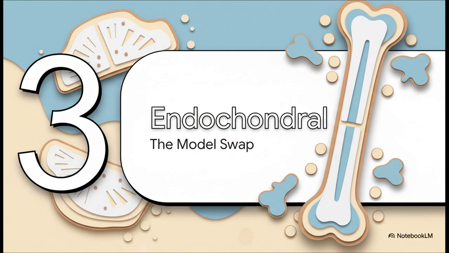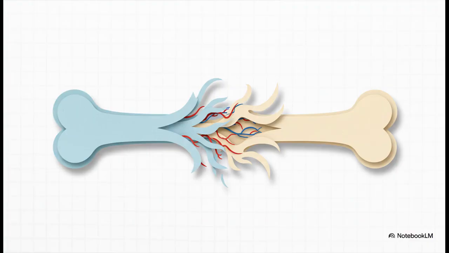This is endochondral ossification, and it is a true masterpiece of biological engineering. So the magic word here? Transformation. This whole process is all about replacement. The body doesn't just build bone out of nowhere. First, it creates a perfect, detailed model of the future bone, but it makes it out of hyaline cartilage.